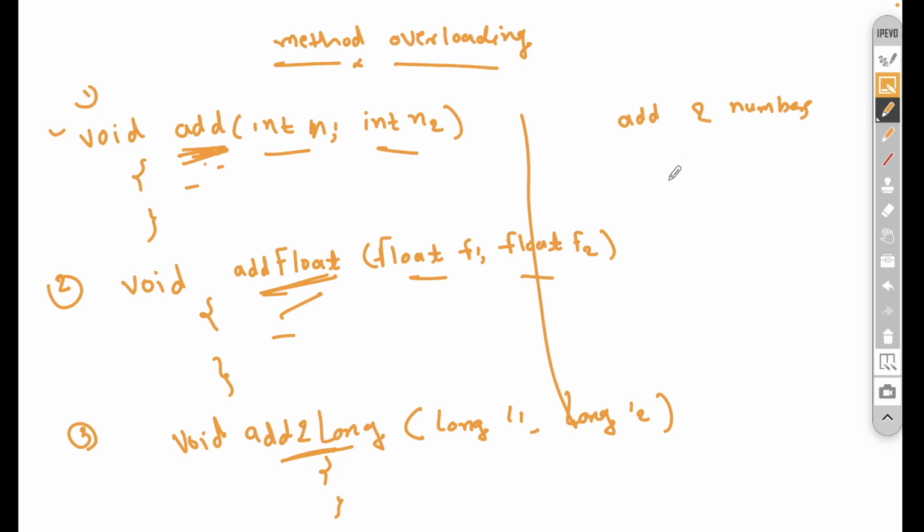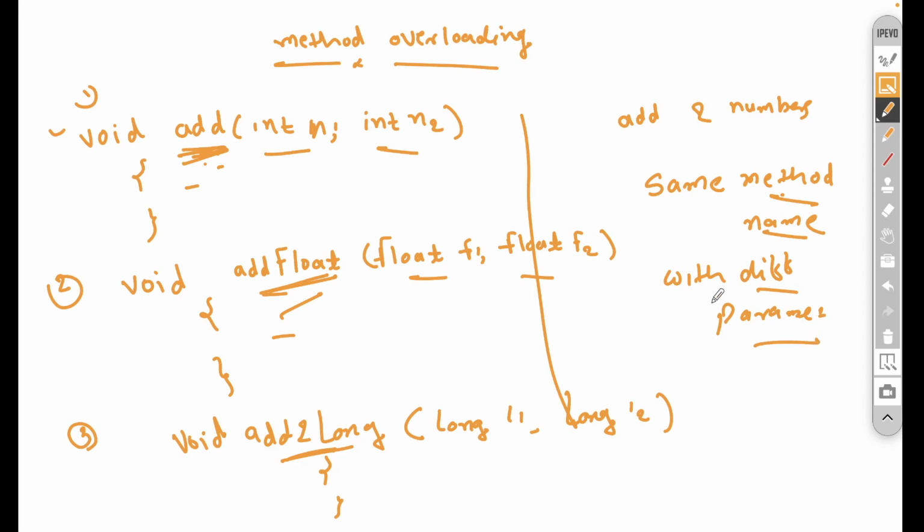Overloading means you can use the same method name with different parameters. So method overloading means we have the same method name but different parameters. Now you don't have to create these separate methods, you can just create one method name and provide different types of parameters. And then we call that method overloading.